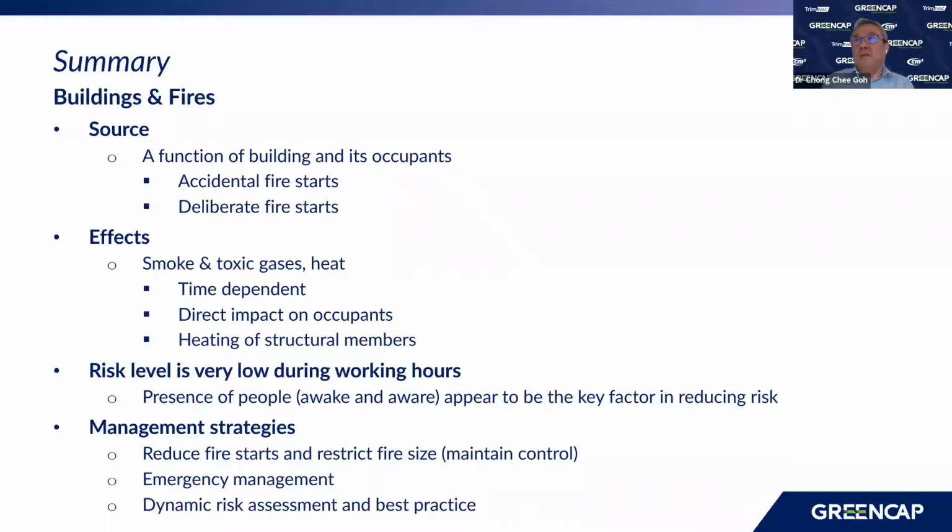Basically, smoke, toxic gases and heat are all time dependent. Buildings are designed with compartmentalization to make sure fire does not spread, and there's a reason to maintain compartmentalization so that it will not spread from one compartment to the next, which allows time for other people to evacuate. And as you all know, risk level is very low during working hours because, at the end of the day, you and I, being awake and aware, are the best detectors in reducing any severe fire risks. From a management perspective, we talk about reducing fire starts, restricting the size, emergency management as explained by Adam, and ongoing risk assessment to make sure the environment is safe for people to occupy.